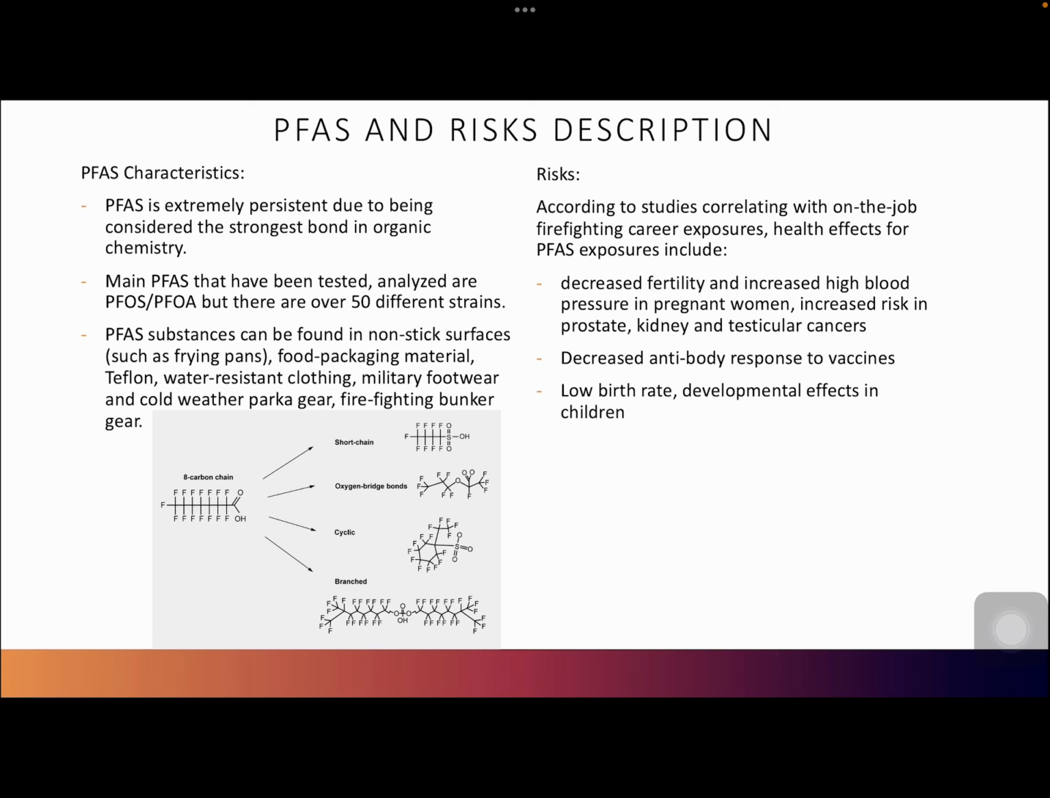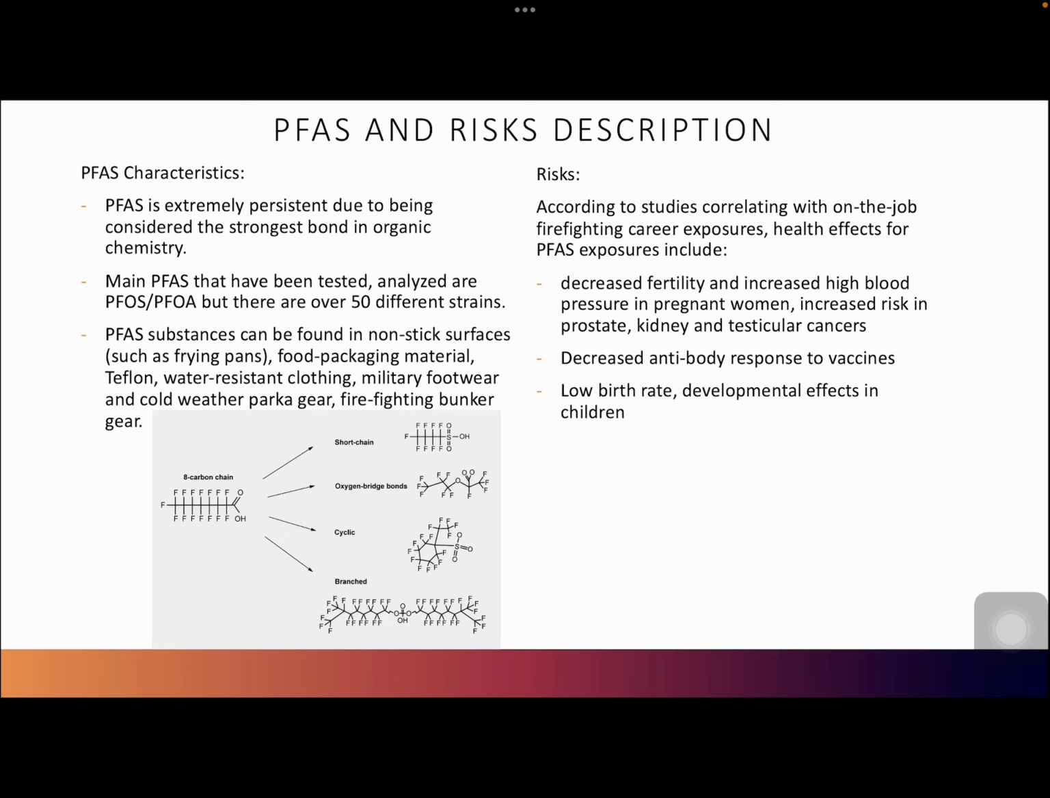So some details on PFAS. It's extremely persistent due to being considered the strongest bond in organic chemistry. The two main PFAS, like I mentioned, were PFAS and PFOA, but there are over 50, maybe even 70 different strains of the PFAS chain.